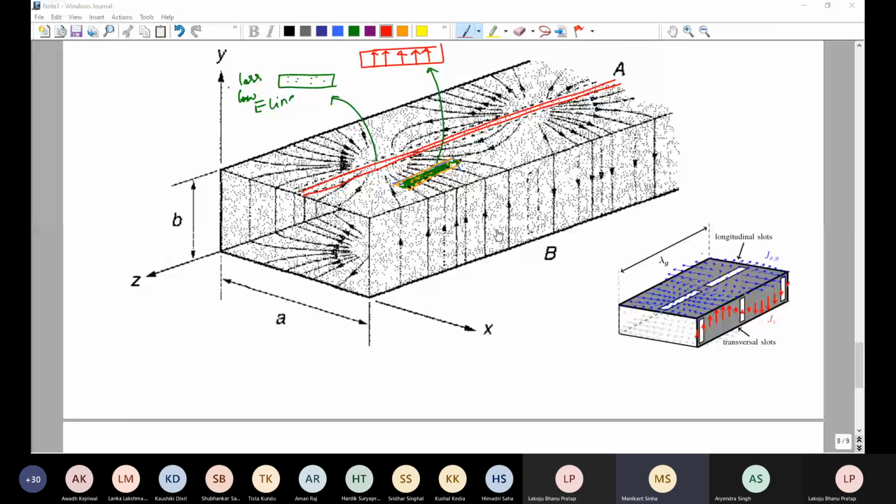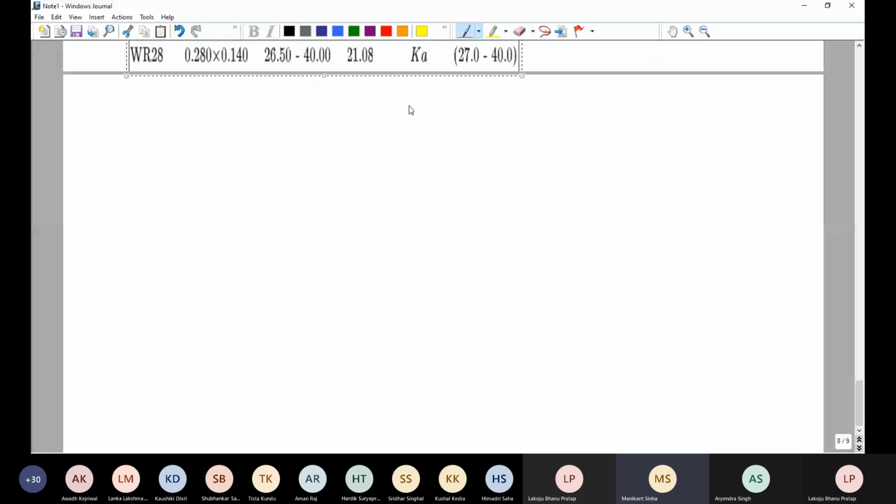So you can actually plot the current distribution. You can write the formulas, the dominant mode expressions. The dominant mode you all know is TE10, where the first index, M, represents the variations in the broad wall direction, and the second index represents the half wave variations in the narrow wall direction.